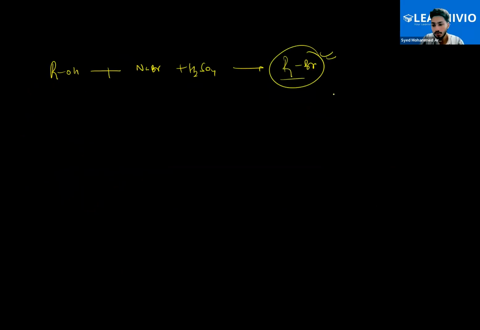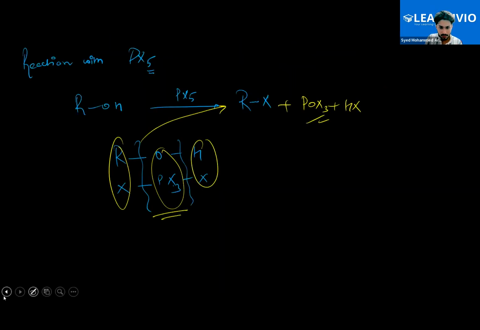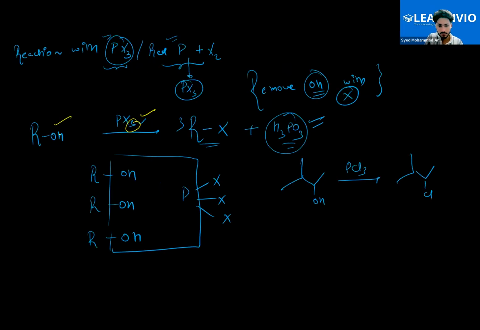In the NCERT, the question is: ROH reacts with NaBr and H2SO4, what will you get? You will get RBr. So how do you know where this Br is attached? In this concept, my ROH is there, and what I have written here is to replace OH with X. So if you replace this OH with X, you will get this RX.